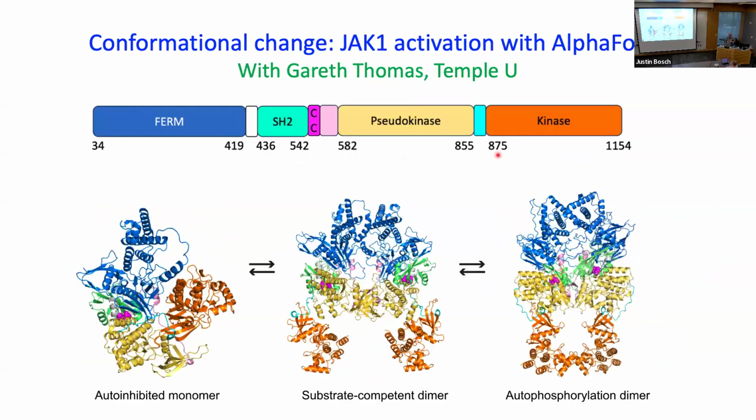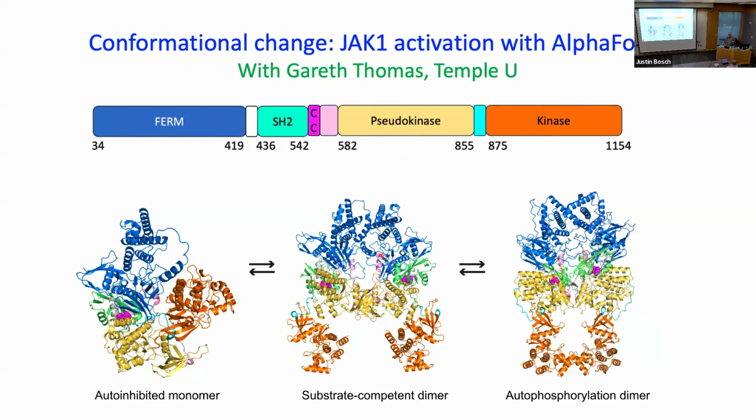A second example is JAK1. I ran lots of calculations with JAK1 for Gareth Thomas, one of my colleagues, and I got 3 different conformations of just monomeric JAK1. So JAK1 has a FERM domain, SH2, a pseudokinase, and a kinase. And basically, this part was all the same, from FERM all the way through pseudokinase, but the kinase was in 3 different positions. I didn't know what it was. One of them was like an auto-inhibited structure of a type 2 related protein.